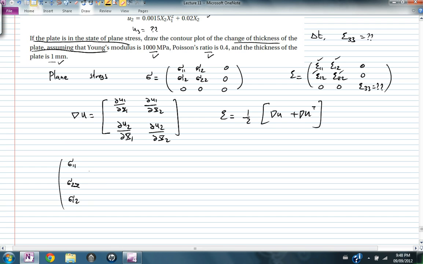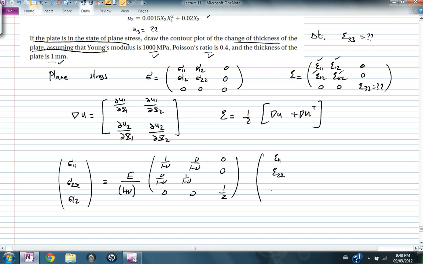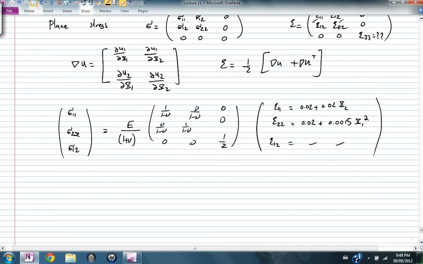In a state of plane stress, if you go to the top and look at the relationship between the stress and the strain, it's given by the following: E over 1 minus Poisson's ratio squared, times the matrix 1, Poisson's ratio, 0; Poisson's ratio, 1, 0; 0, 0, (1 minus Poisson's ratio) over 2, multiplied by those values that you have, epsilon 11, epsilon 22, epsilon 12, which are given as 0.02 plus 0.02 x2, (0.02 plus 0.0015 x1 squared), and you can calculate epsilon 2 as well. So given those, I now have values for sigma 11, sigma 22, and sigma 12.